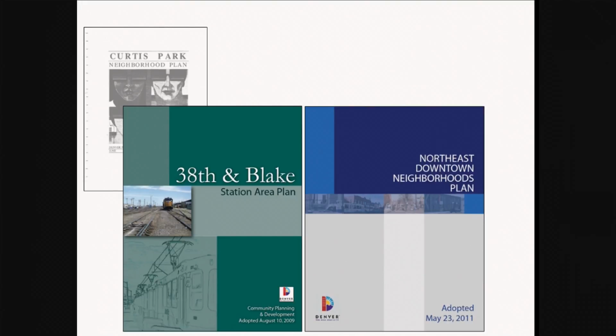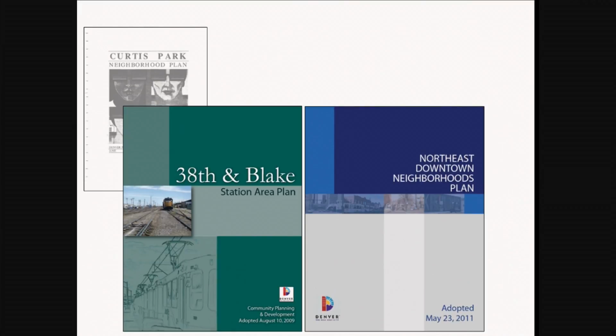And then we did a new plan. This replaces the Curtis Park Neighborhood Plan. We did this in 2011, and it's called the Northeast Downtown Neighborhoods Plan. Because for all the good that we were able to accomplish in the Curtis Park plan, there were some issues. The plan stopped at the alley right behind this building. So there wasn't really a lot it had to say about how Welton Street and the neighborhood relate. There wasn't a lot to say about how the neighborhood and Arapahoe Square relate.